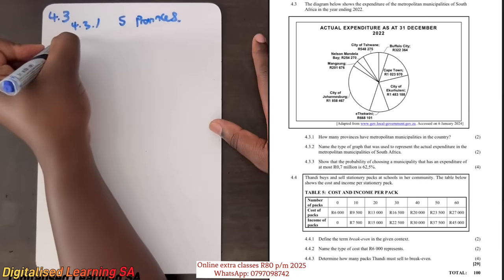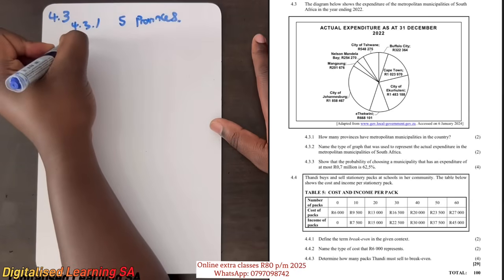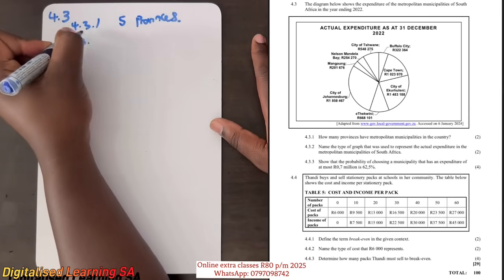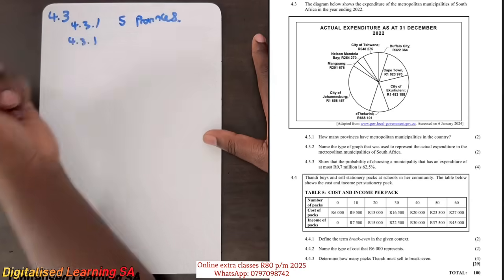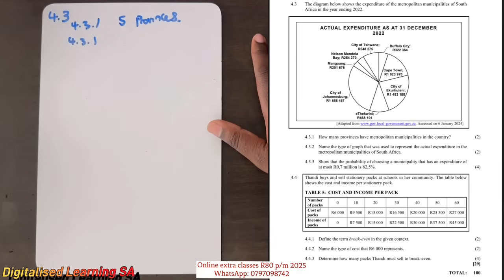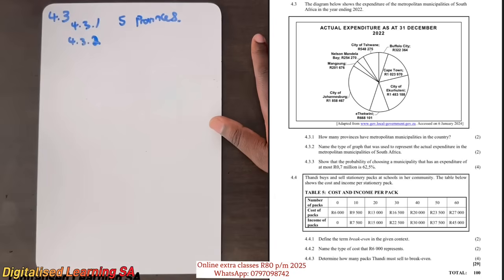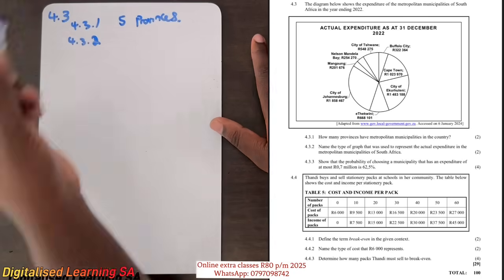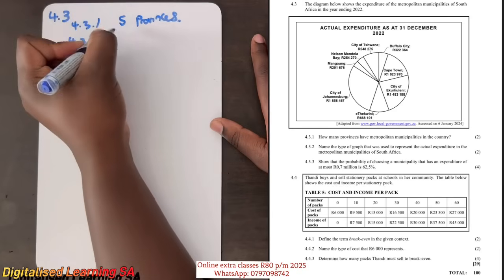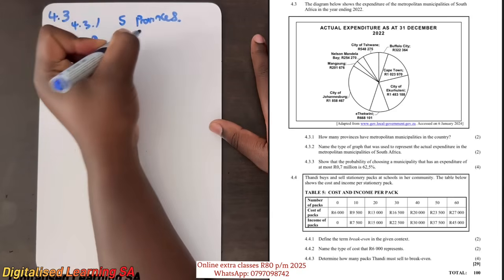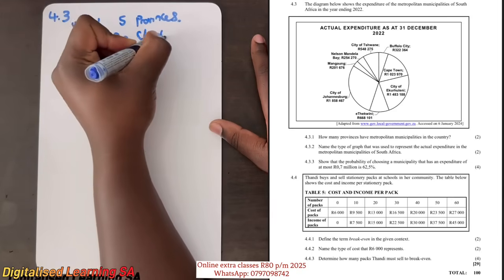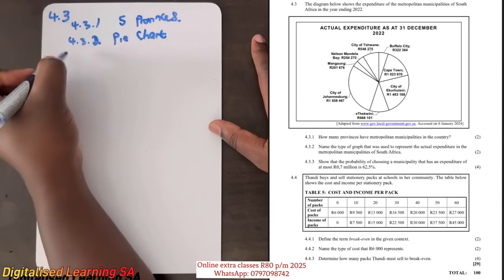Okay, so now let's move to question 4.3.2. Question 4.3.2 says name the type of graph that was used to represent the actual expenditure in the metropolitan municipalities of South Africa. This is the pie chart.